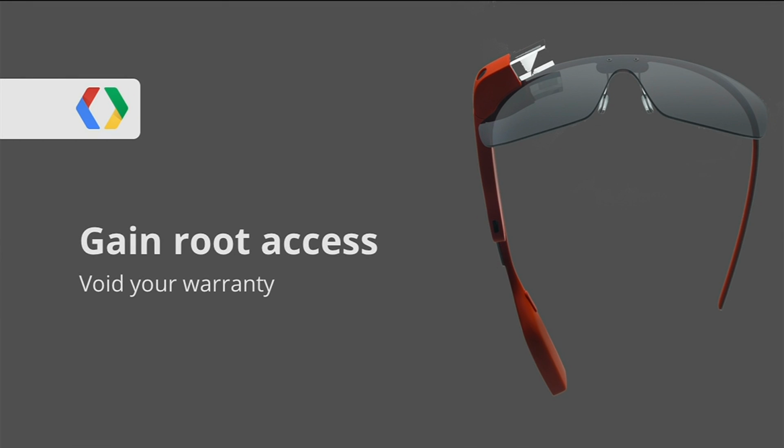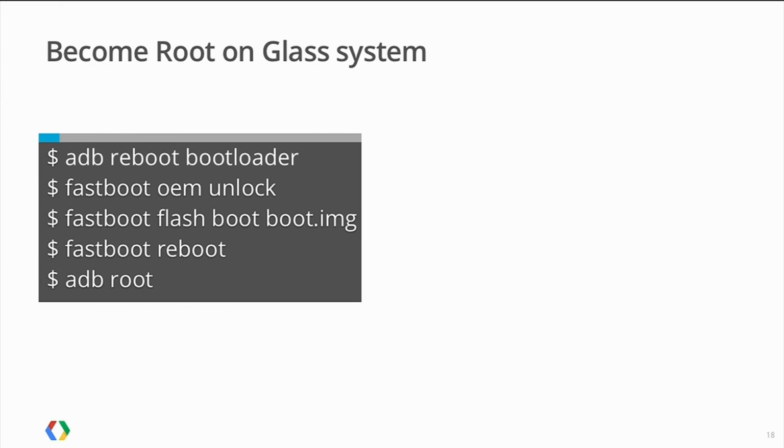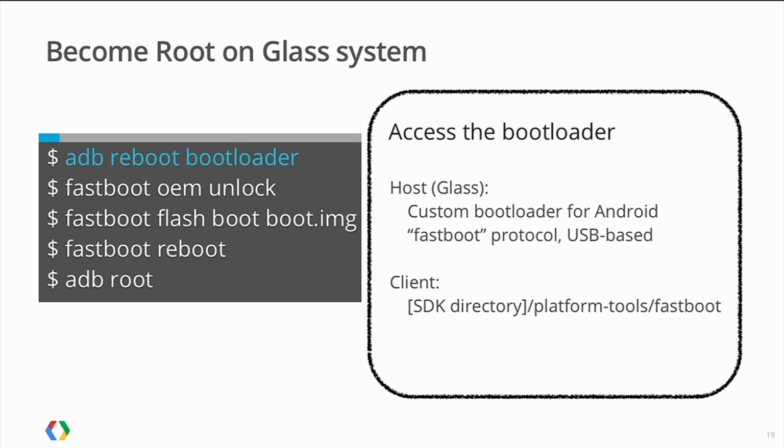So now I'll go on to the second part of this talk. I will go through how you can gain that root access. There are 5 commands that you have to execute to gain root access on an off-the-shelf Glass device. The first command reboots into the bootloader that implements the Fastboot protocol on top of the USB device driver.